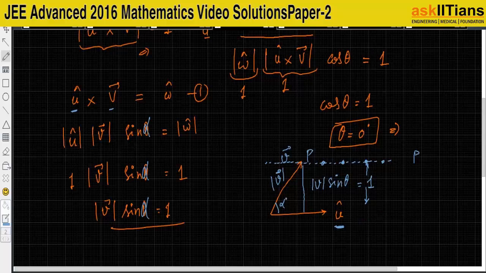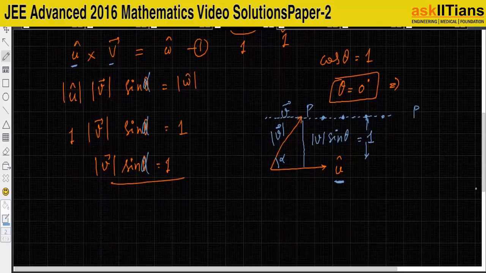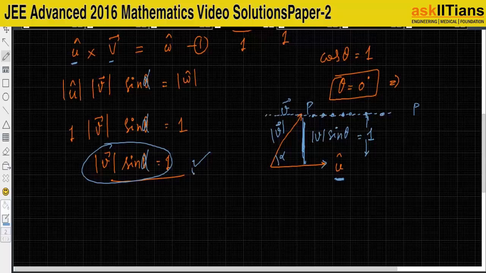So that means an infinite number of v vectors are possible. Let's look at the options. There is exactly one choice for such v, that's wrong. There are infinitely many choices for such v, yes, that is correct. Why are infinitely many vectors possible which satisfy this condition? Because if I take any point p which is at a distance of 1 unit from this unit vector u, then this length, mod of v sin theta, will always be 1. So this condition is getting satisfied, and there can be infinitely many vectors.